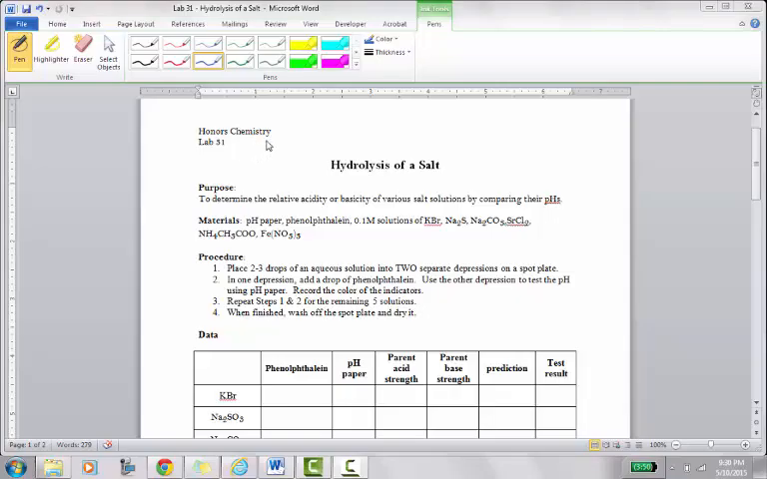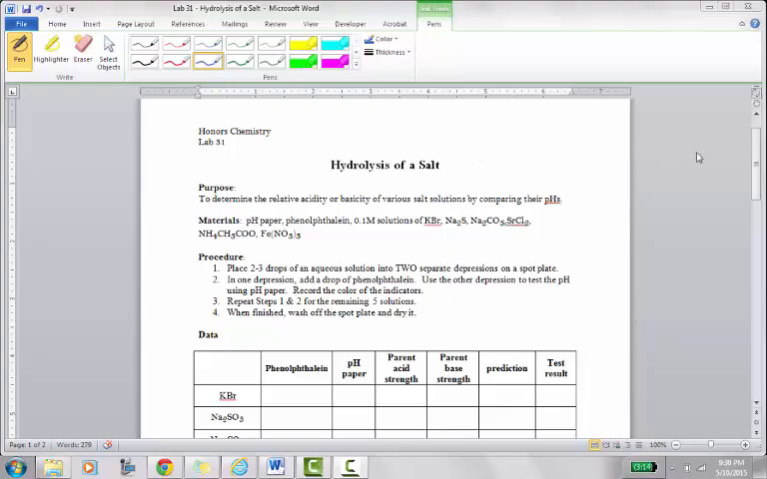Welcome to Lab 31, Hydrolysis of a Salt for Honors Chemistry. This is a very simple lab that you're going to do today. The collection of the data will probably take you about 15 minutes, 20 minutes maybe. But in order to collect that data, you need to have some predictions done in advance.